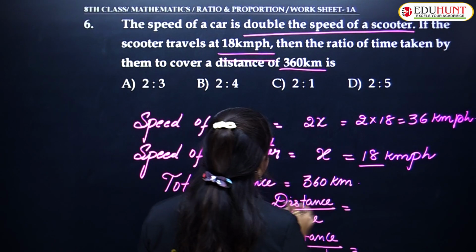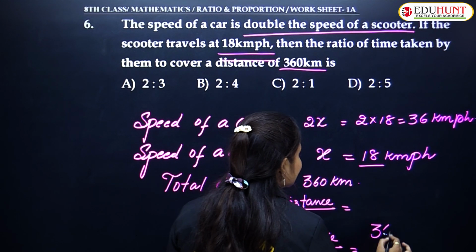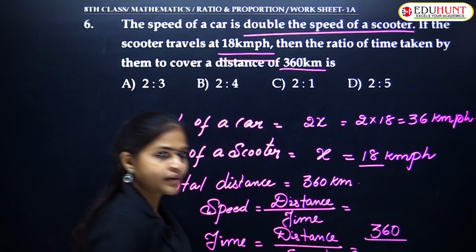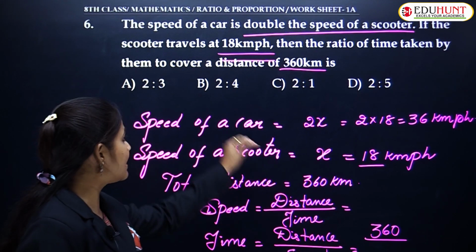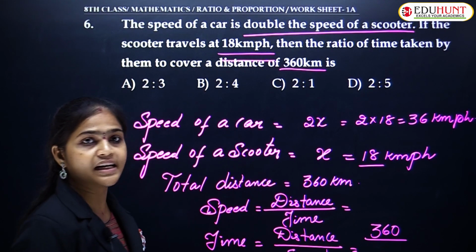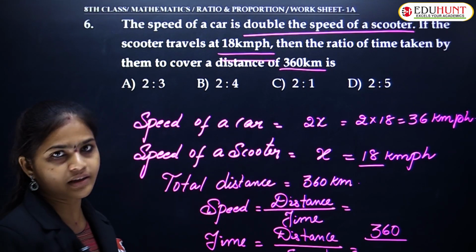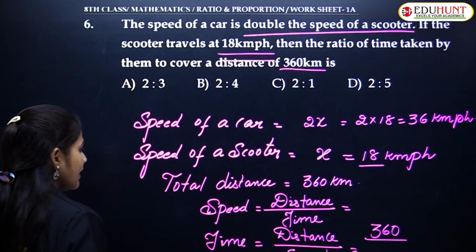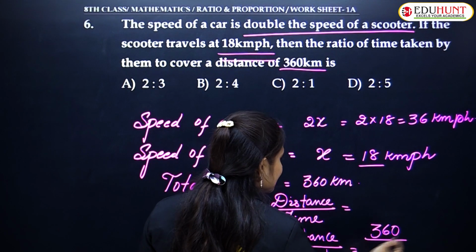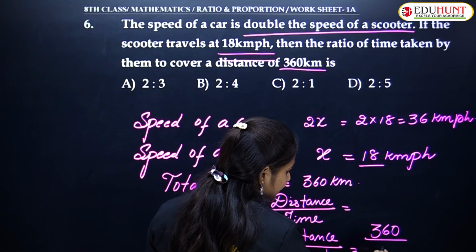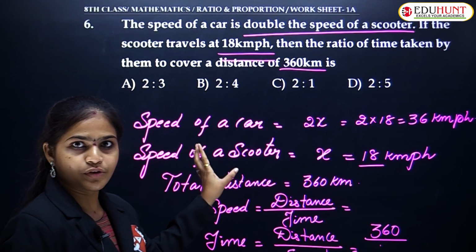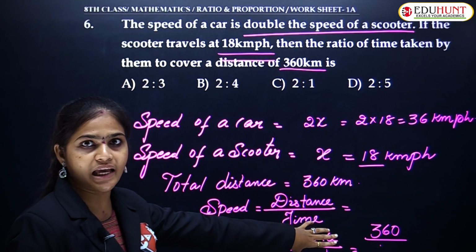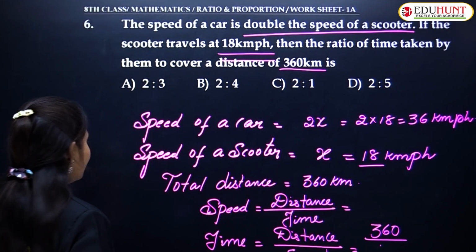The distance is common, that is 360 kilometers. Here we need to find T1 and T2. T1 is related to the car and T2 is related to the scooter. Those two speeds we have to use here.